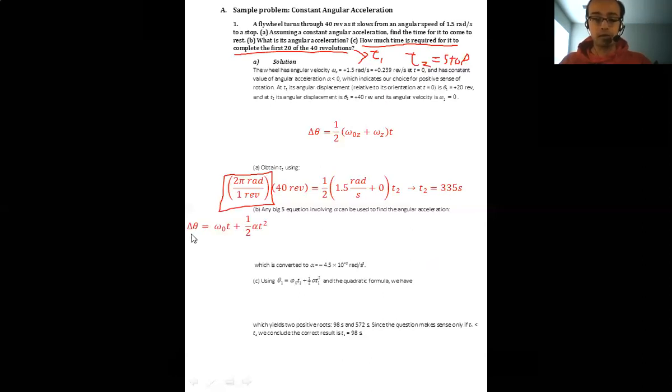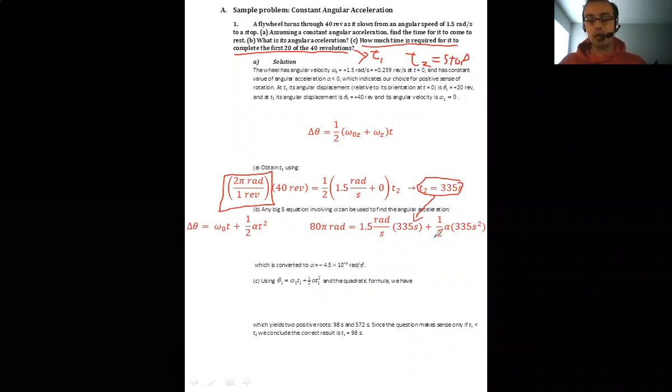So we have delta theta equals omega naught t plus 1/2 alpha t squared. You can use another equation, but I just liked this one. We know that this is 80 pi radians. Again, that's from 2 pi radians times 40 revolutions. And omega naught is 1.5. We know the time. We solve time t2 as 335 seconds. So we go ahead and plug that in here, and we say plus 1/2 alpha times 335 seconds squared, and the squared should be outside of the brackets, but I think you know what I mean.